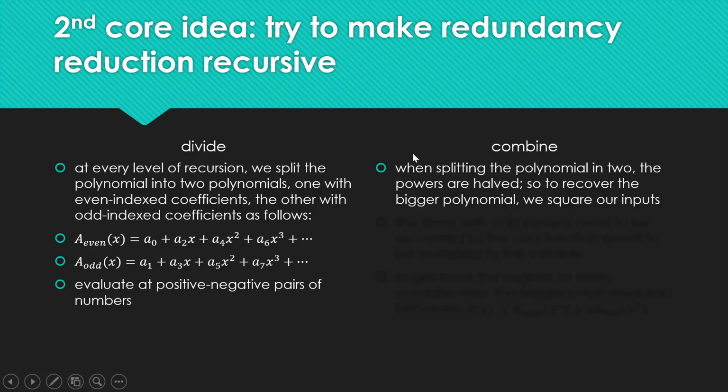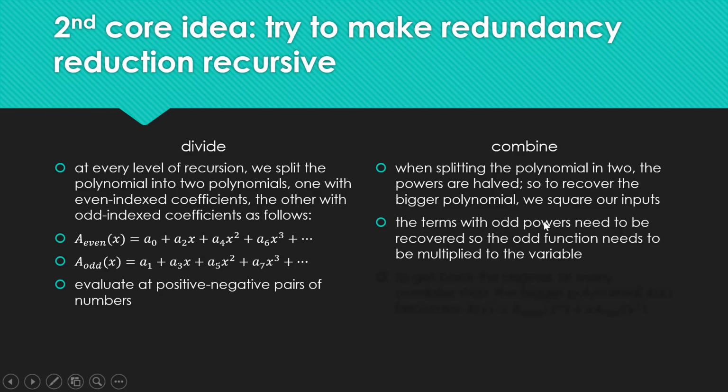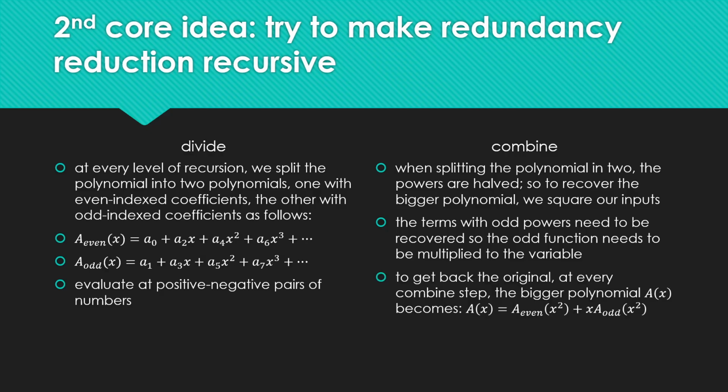For the combine step, when splitting the polynomial in two, the powers are halved, if you notice. So to recover the bigger polynomial, we square our inputs. The terms with odd powers need to be recovered as well, so the odd function needs to be multiplied by the variable x. So to get back the original, at every combine step, the bigger polynomial A(x) equals A even evaluated at x squared plus x times A odd evaluated at x squared.